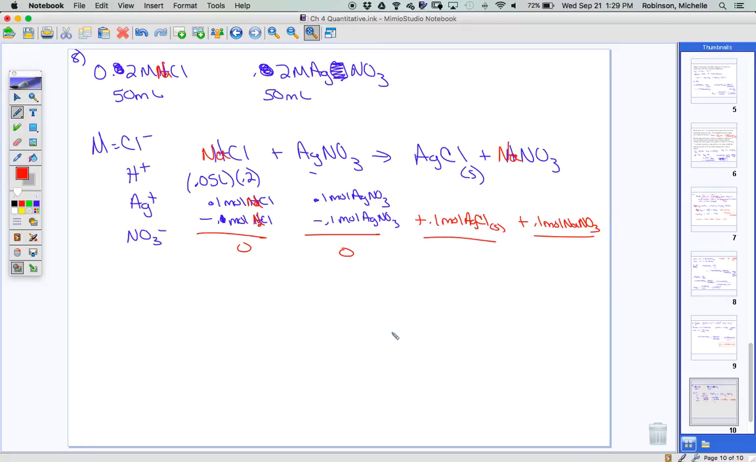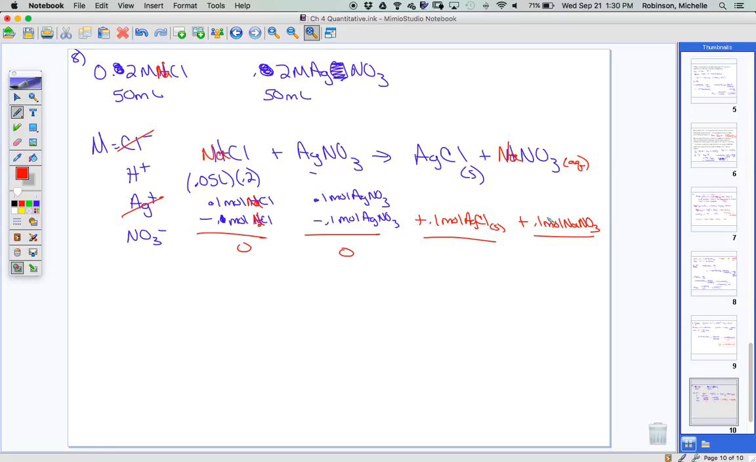The problem now is, what's in solution? NaNO3 is what's in solution. If everything reacts, there are no Ag plus or Cl minus in solution because there's no leftover. They're in the solid, so they're at the bottom. So there are no ions in solution because they're together as a solid at the bottom of the beaker. The NaNO3 is the only thing left in solution.